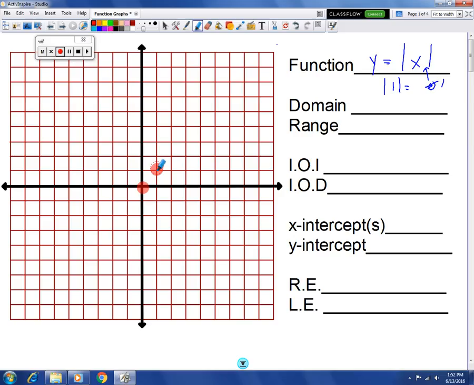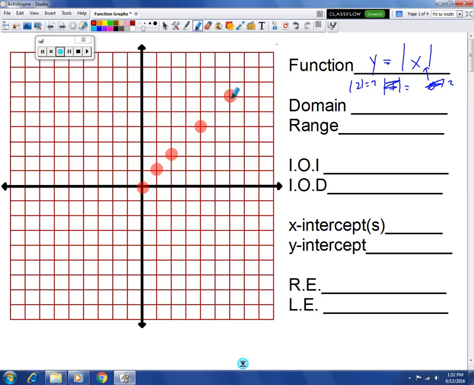If I substitute x equals 2, the absolute value of 2 is 2. So 2 would be on this graph. So as you can imagine, 3, then 4, and so on. It just goes through the diagonals.